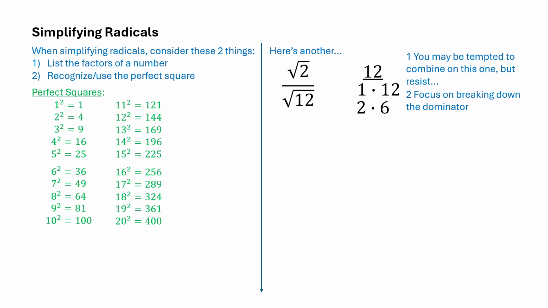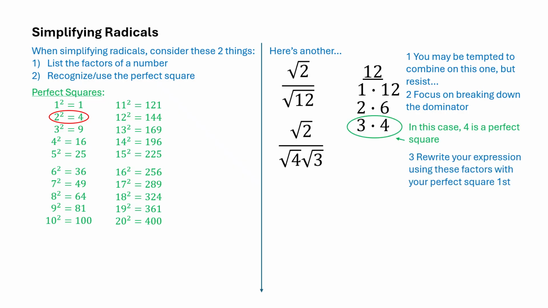12, list my factors. My perfect square is the 4. I'm going to split up the square root of 12, just on the bottom, into square root of 4 and square root of 3. And simplify your perfect square, which gives square root of 2 over 2 times the square root of 3. Okay, please understand you can divide square roots by square roots, but they have to match. Meaning I could divide square root of 2 only if there was another square root of 2 on the bottom, but I can't do it when the numbers don't match under the square roots.